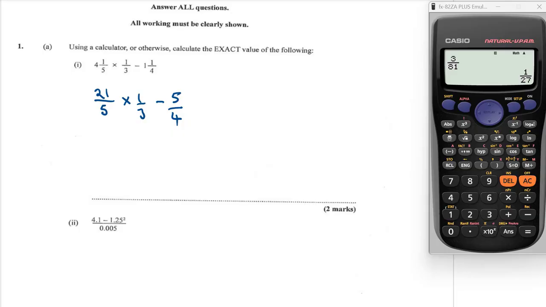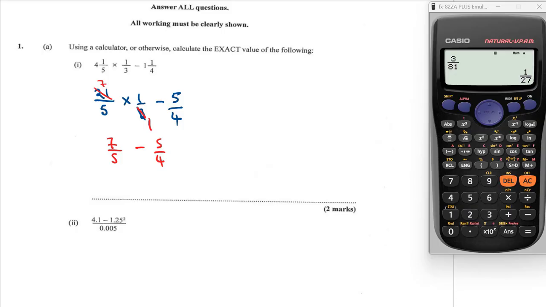Now remember, BODMAS again, we have to multiply before we subtract. If we subtract the 5/4 from the 1/3 first, our answer will be incorrect. So we get 3 into 3, 1. 3 into 3, 1. 3 into 21 goes 7 times. So we are left with 7/5 minus 5/4.